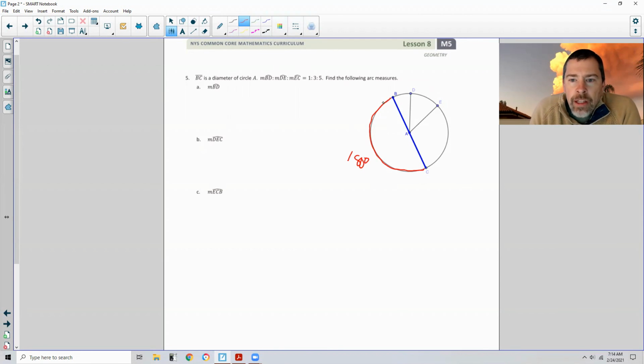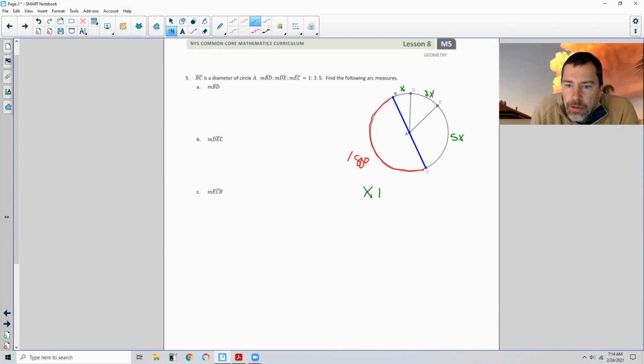Because it says the measure of arc BD is to arc DE is to arc EC equals 1 to 3 to 5. So it's a ratio. So it's 1x to 3x to 5x. So this is x, BD. DE is 3x. And EC is 5x. And there we have it. Well, that's half the circle. So if this is 180 and this is 180, then to solve this, I don't even look over here yet. I'm just finding all of the arcs. And if you find everything, then you just plug your answers in when you're done.